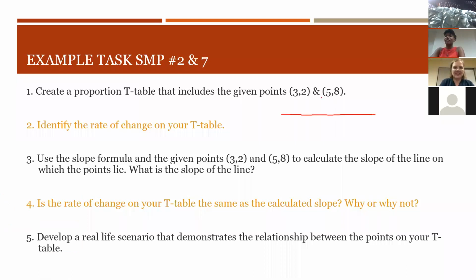A T-table looks like this. That's a T-table. We would do vertical T-tables. I would also engage them with horizontal T-tables. Some people call them function tables. Some people call them proportion tables. I call them T-tables because they look like a T. Okay, so they would put their points on the T-table.